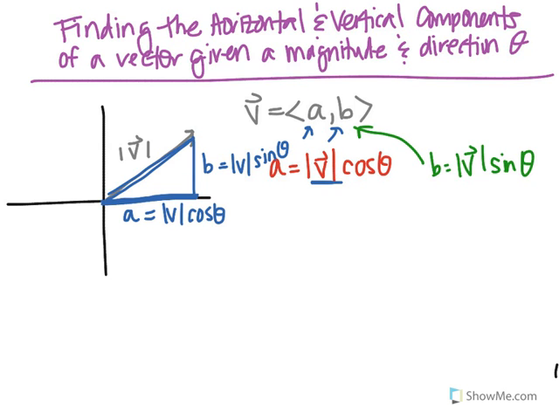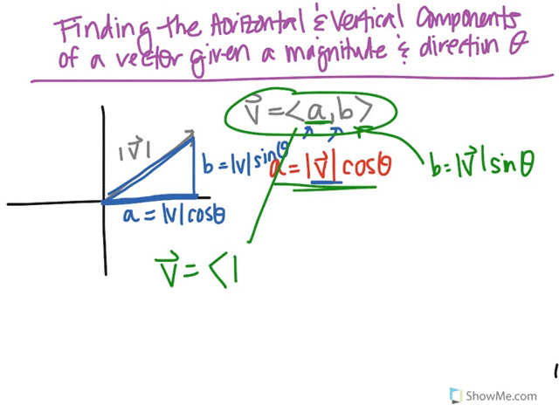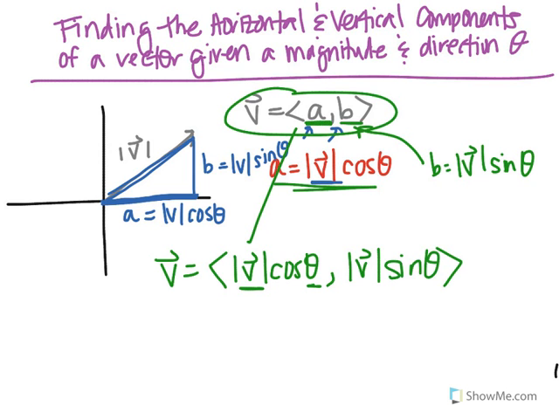So I can write vector v, this vector right here, in terms of its components, in terms of its magnitude and its direction. And this is how I would do it. In component form, vector v can be rewritten like this. Since a is this, I'm going to replace it with the magnitude of v times cosine of theta. And then the second component would be the magnitude of v times sine of theta. So these are two equivalent things. One is just knowing its length and its angle, and the other one is just knowing its horizontal and vertical components. So this would be component form.